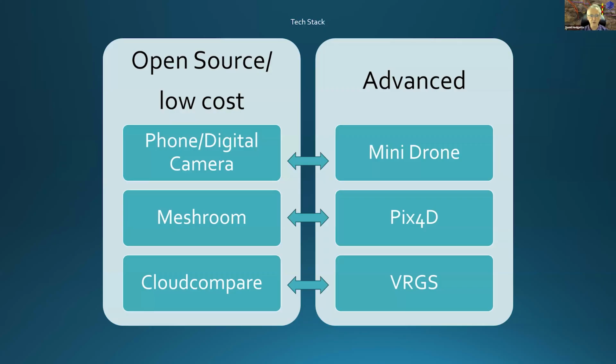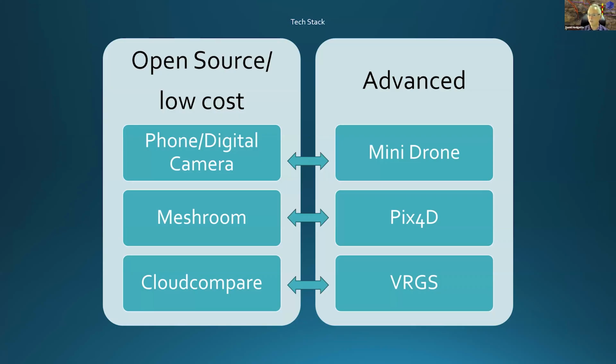So I've outlined two main technology stacks that we have. Our open source low cost stack, where we can just use a mobile phone or basic digital camera, and open source software for doing the photogrammetric reconstruction. Meshroom, very easy to use. Basically, you just put your images in a folder and press go, and it'll do it. And then you have something like CloudCompare, which you can take the models out of Meshroom and use to do interpretations. There's even additions to CloudCompare, like the Compass plugin, that allows you to do basic geological analysis.